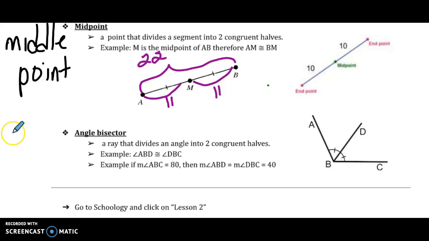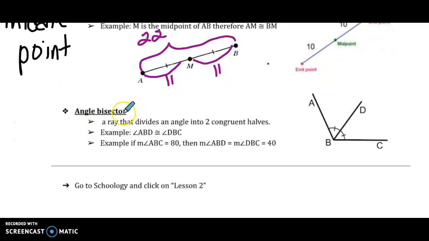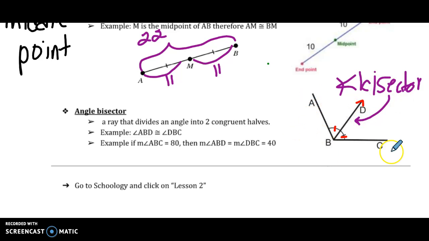Our last term and the last construction that you'll learn in this lesson is angle bisector. This is a ray, it could be a segment or a line, that also bisects an angle into 2 congruent halves. So notice down here again we have the little congruency markings to indicate that these 2 halves of the angle are congruent. BD is the angle bisector. BD is the bisector of angle ABC.